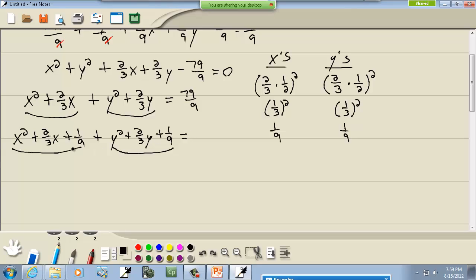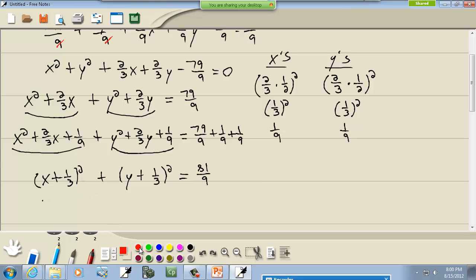And over on the right side, since I added 1/9 here and 1/9 here, I have to add them on the right side also. So I got 79 over 9 plus 1/9 plus 1/9. Now this one factors as (x + 1/3) squared. This one factors as (y + 1/3) squared. And if I add those together, they'll all have the same denominator, so I add the top part. 79 plus 1 is 81 over 9, which I'll simplify in the next step.